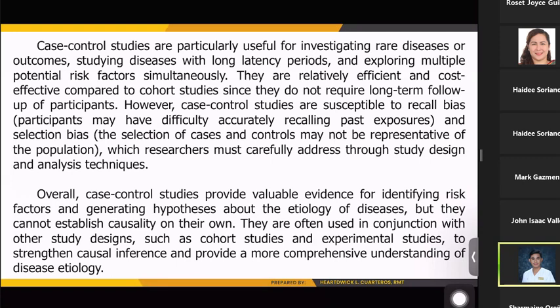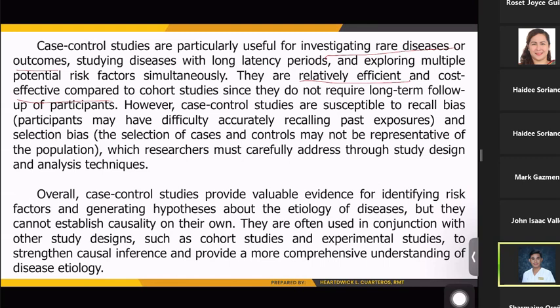So case control studies are particularly useful for the investigation of rare diseases and outcomes, studying diseases with long latency periods, and exploring multiple potential risk factors simultaneously. Okay, so like your case report and your case series, this case control study also is useful for investigation of rare diseases. Okay, so they are relatively efficient and cost effective compared to your cohort study. That's why mas ginagamit si case control study kaysa kay cohort study.